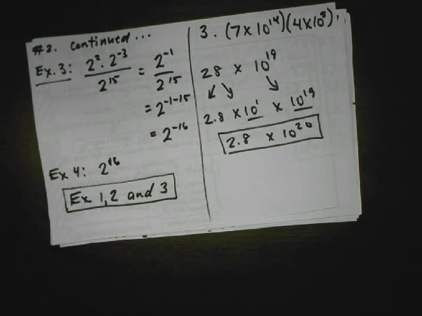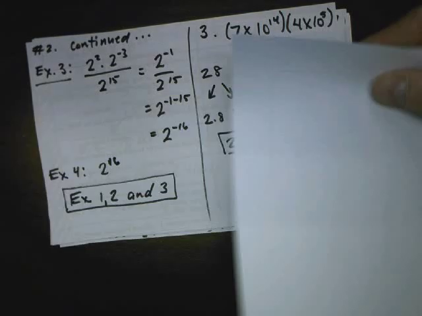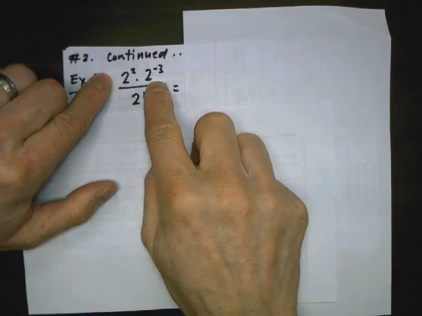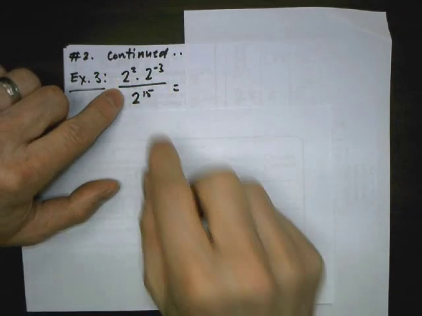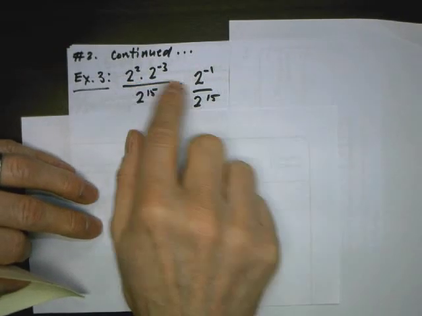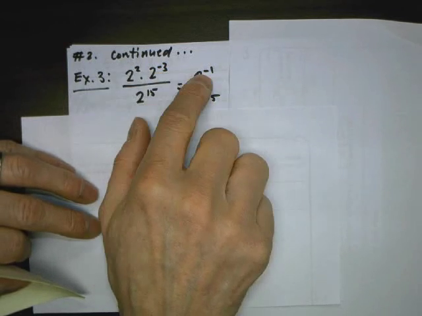And expression 3, we see we have both. We have multiplying powers with the same base and dividing powers with the same base. So I recommend doing the multiplying part first. So 2 to the second times 2 to the negative third, I copy the base and add. 2 plus negative 3 is negative 1. Then I just copy the bottom over.